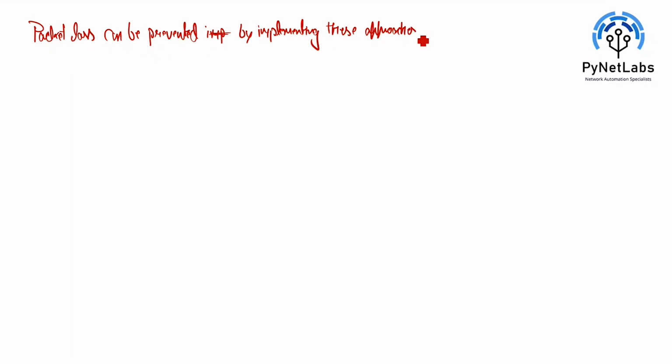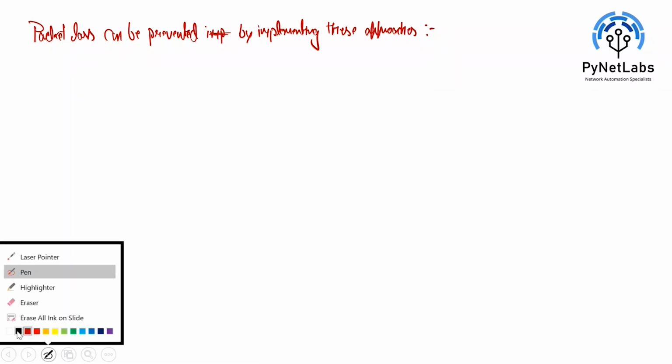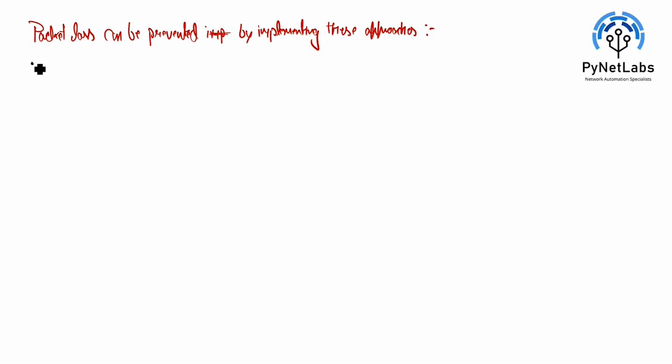Let's try to understand the approaches. Let me write down here: packet loss can be prevented by implementing these approaches. Now, what are these approaches? We'll discuss them as well. The first approach is to increase the link speed. Increasing the link speed will help ensure there is no packet loss.